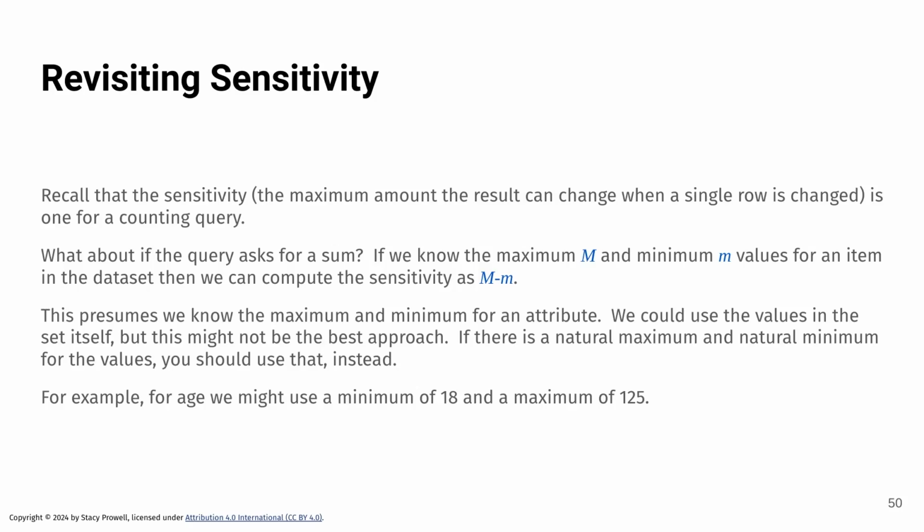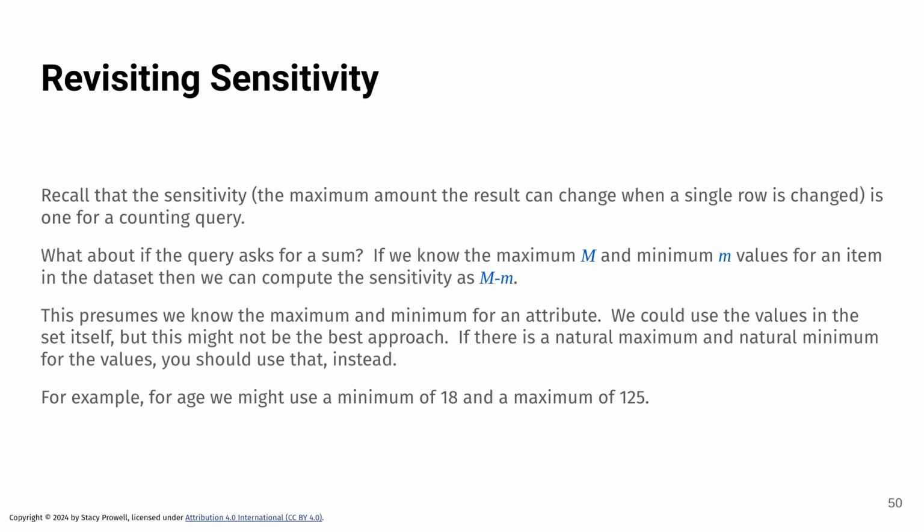And so for summing queries, we usually say the sensitivity is given by M, big M, minus little m, the maximum minus the minimum, right? We're assuming that values lie within some range. And that presumes we know the maximum and minimum value for an attribute. We could use the values in the set itself. That's what we did right above. That's possible. But it might not be the best approach.